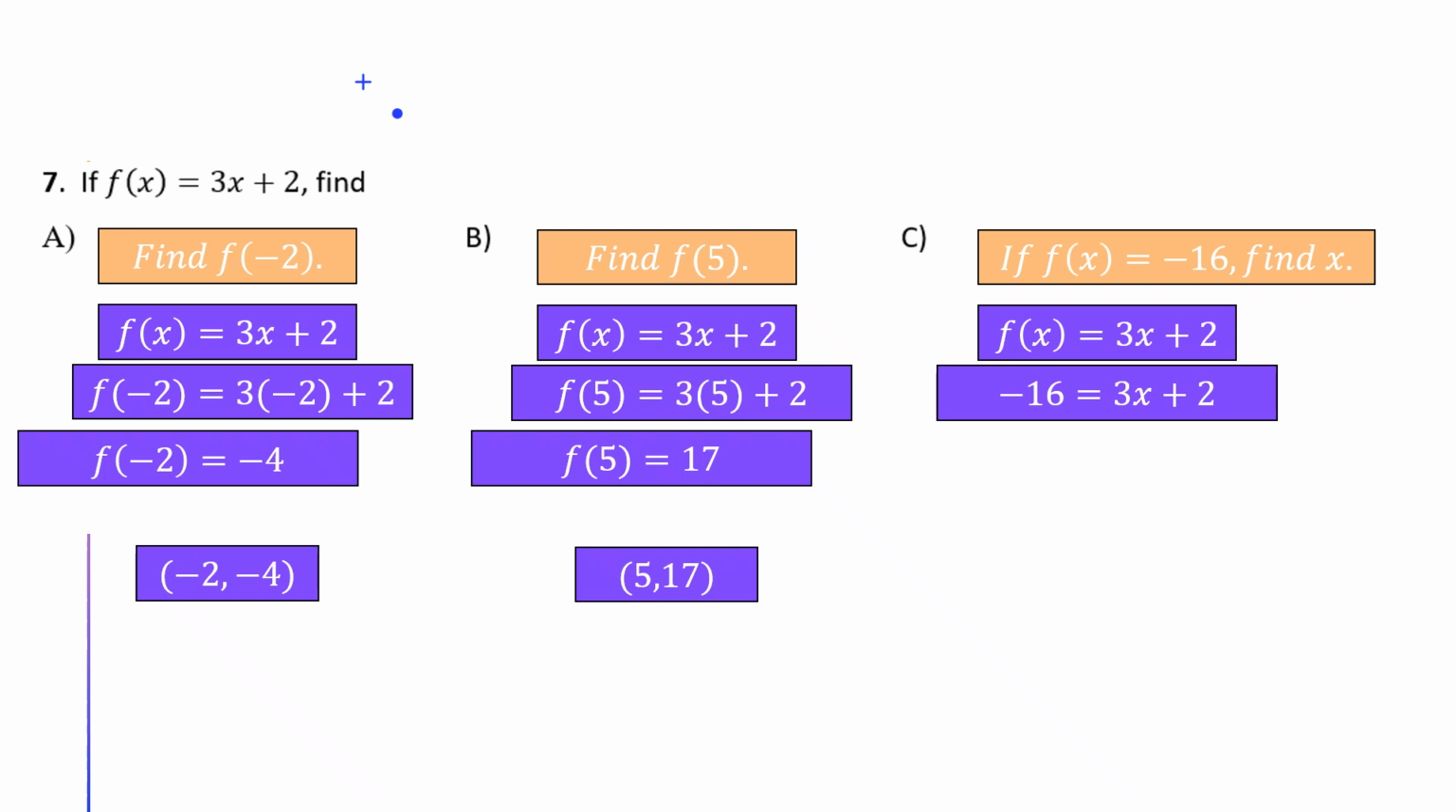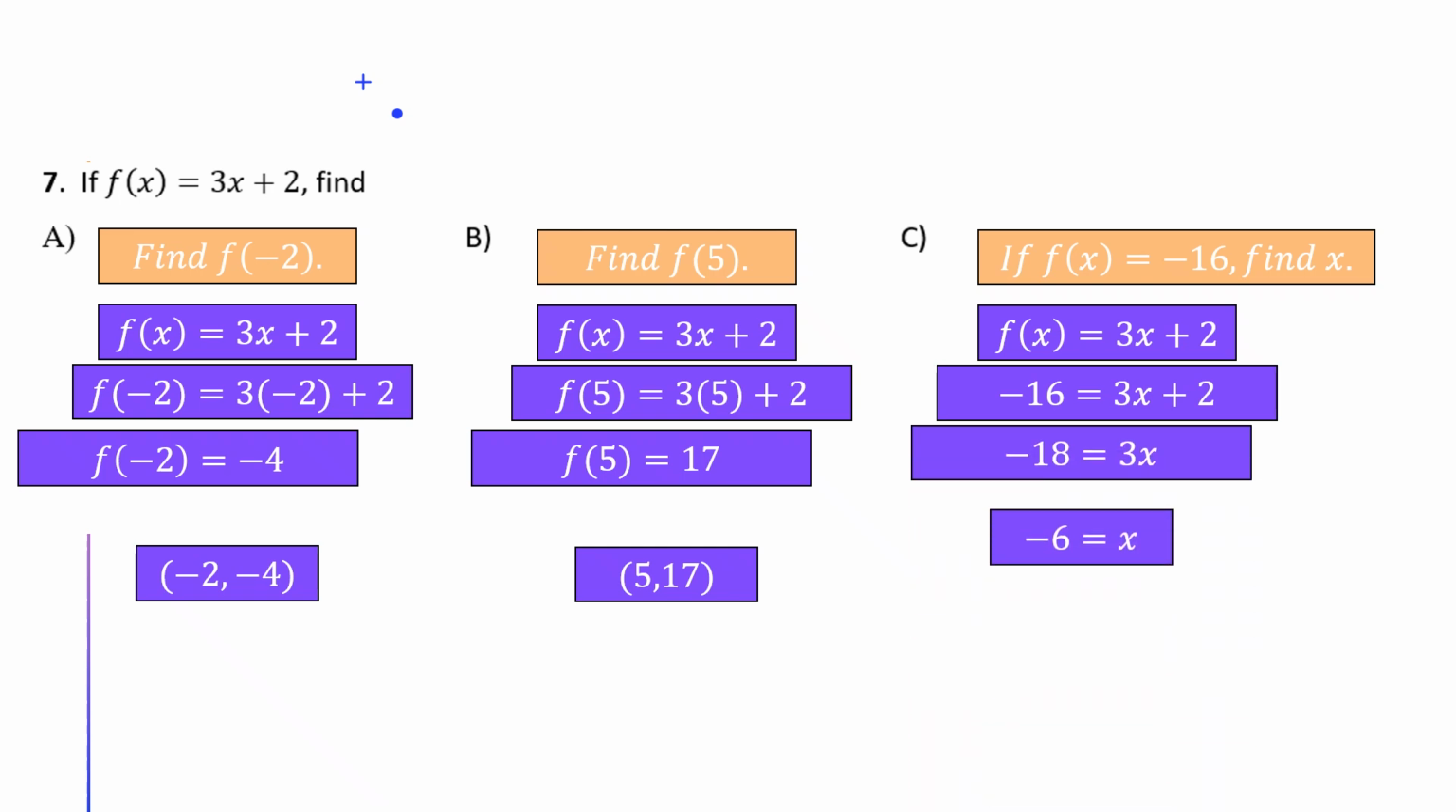So we're going to go ahead and solve. We're going to subtract 2 from both sides and then divide both sides by 3. So x is negative 6 when f of x is equal to negative 16. And that means your ordered pair would be negative 6, negative 16.